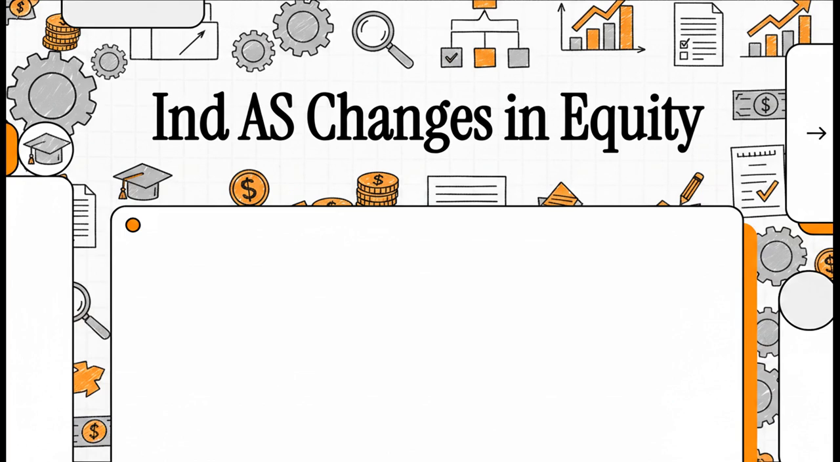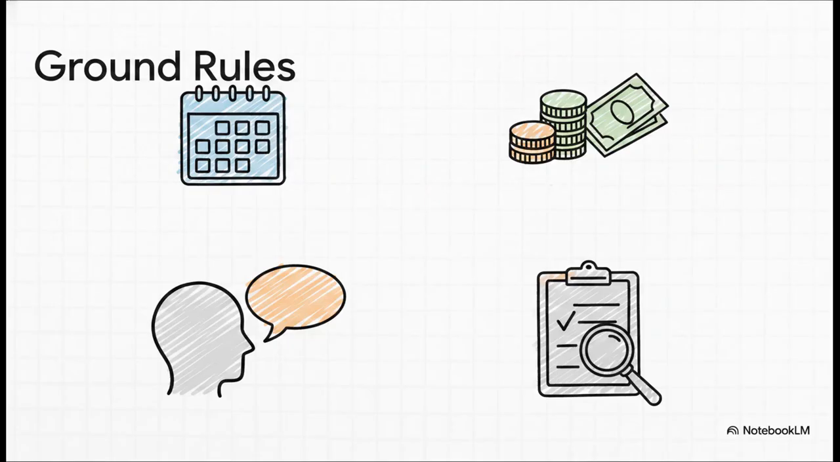But real quick, before we dive into the fun stuff, let's just lay down some quick ground rules. For our reporting period today, we're talking about the standard Indian financial year, so beginning on the 1st of April and wrapping up on the 31st of March. Also, any currency figures we mention are strictly in the Indian rupee.